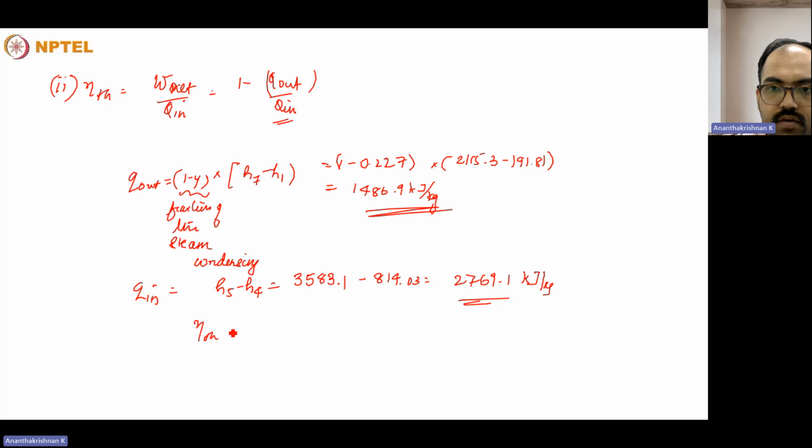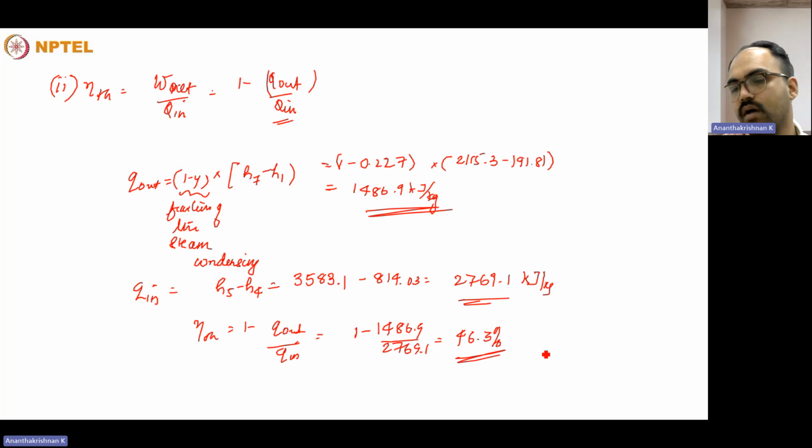Therefore, the efficiency will be equal to 1 minus of Q out divided by Q in. Substituting the values, it will be 1 minus 1486.9 divided by 2769.1. That will be 46.3%. So we could see this is a case of a regenerative Rankine cycle with open feed water heater, and its efficiency is still not even 50%.